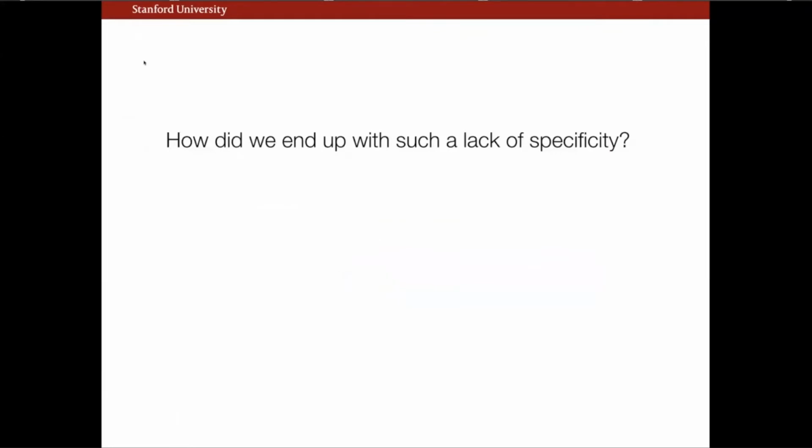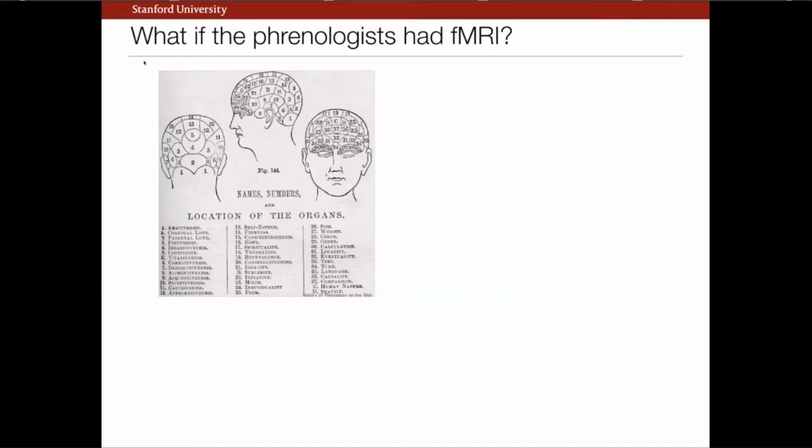So we might ask, how did we end up with such a lack of specificity? And the answer that I want to give is we've been asking the wrong type of question. And so I want to get at this using a thought experiment. Let's say, what if the phrenologists had fMRI?